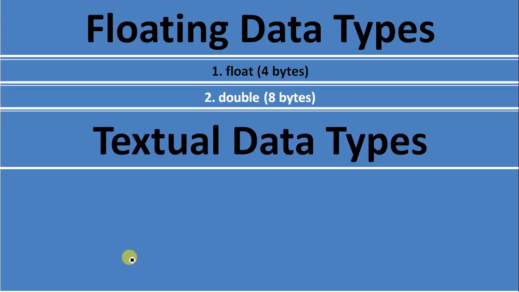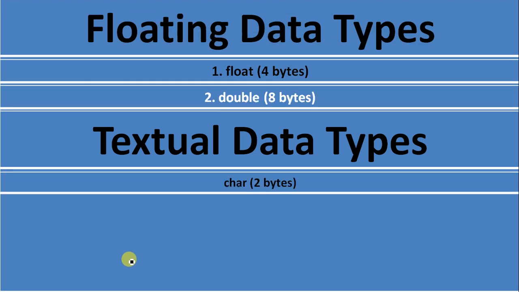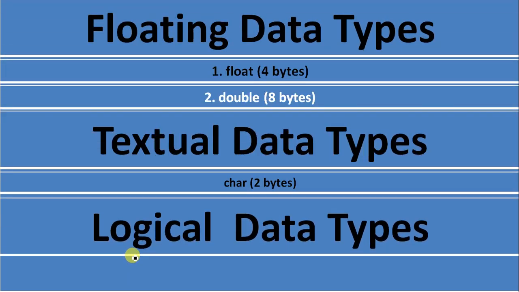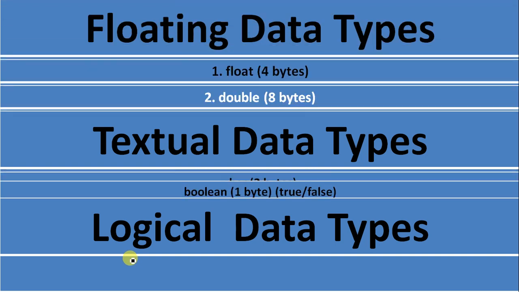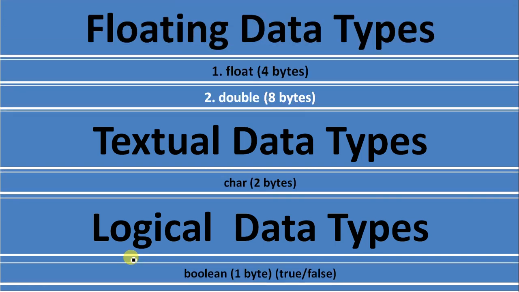Next one is textual data types. In the textual data types, only one data type comes, which is char. Char takes 2 bytes of memory. Next one is logical data types. Under the logical data types, the boolean data type comes, which takes 1 byte of memory, and the default value for the boolean is true or false.